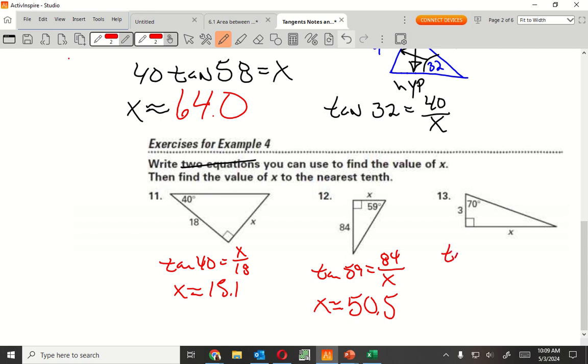So tan 70 equals x over 3. X is going to be about 8.2. You guys agree? Is that an 8? Yeah, it's an 8.